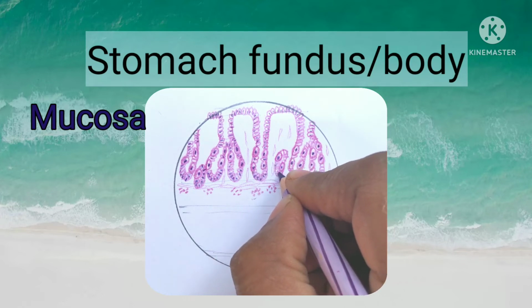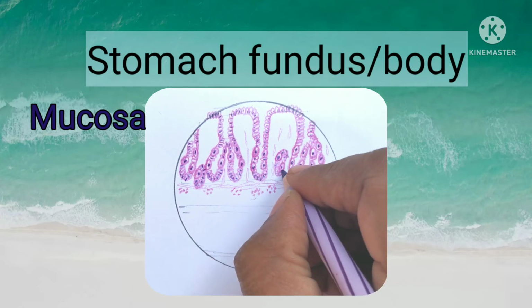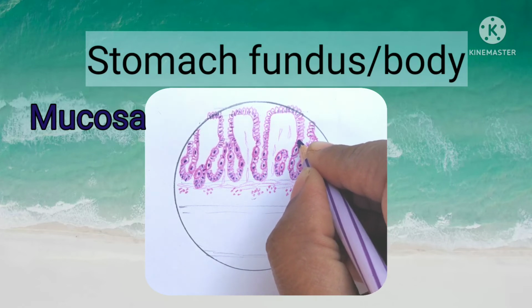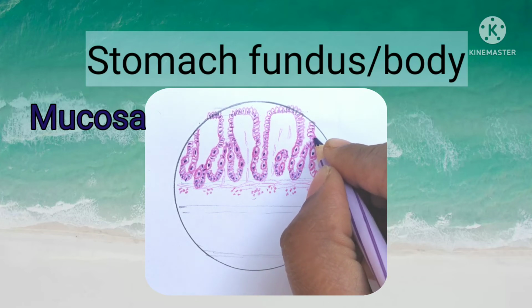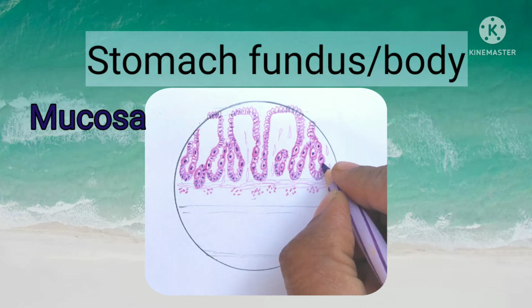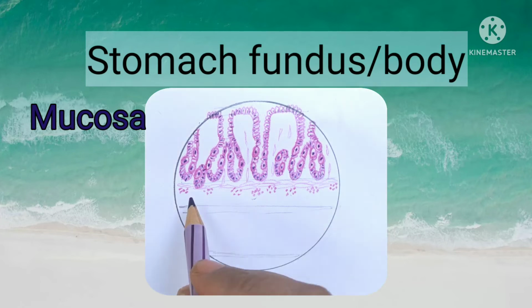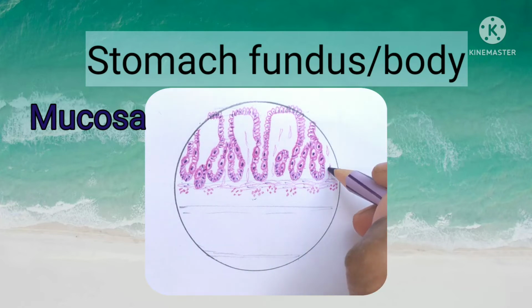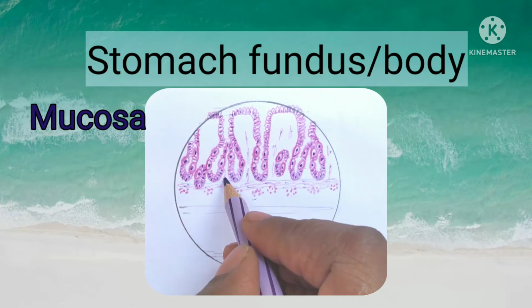So shade the cytoplasm of the chief cells basophilic. They will be present only towards the base of the gastric glands. So don't shade the cytoplasm of the upper cells. Only the basal cells are chief cells. So this is the mucosa.